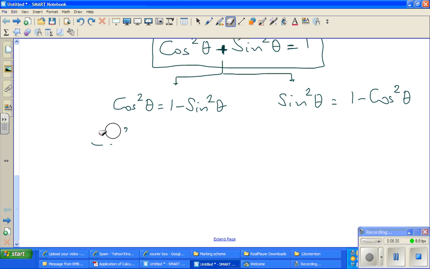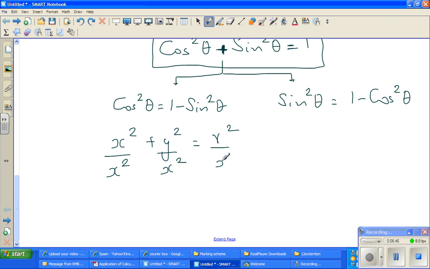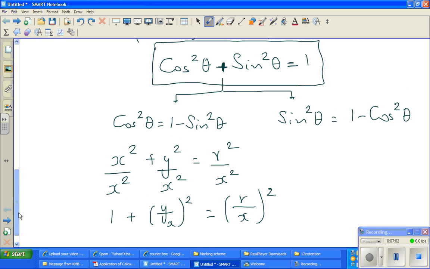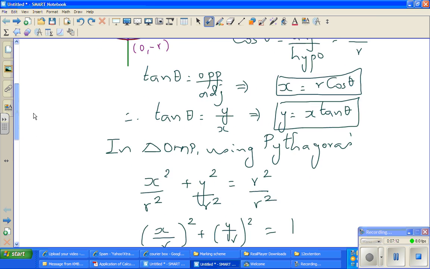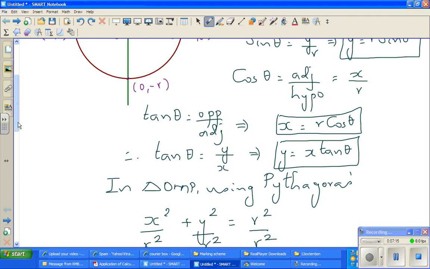Let me write the formula again, that is x squared plus y squared is equal to r squared. I'm going to divide this by x squared. If I divide this side by x squared, I divide the other side by x squared, and this also by x squared. So this is 1 plus y over x the whole squared is equal to r over x the whole squared. I didn't explain certain other trig identities, but I'll explain that later. So what is y over x? Let us go back. Y over x is tan theta.